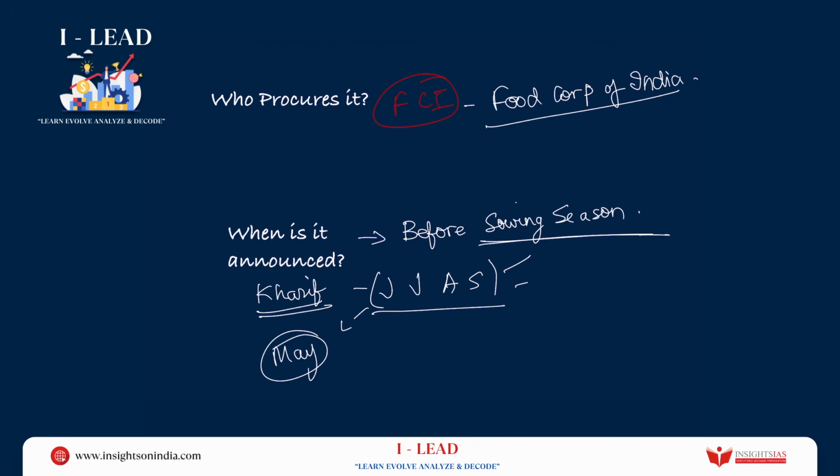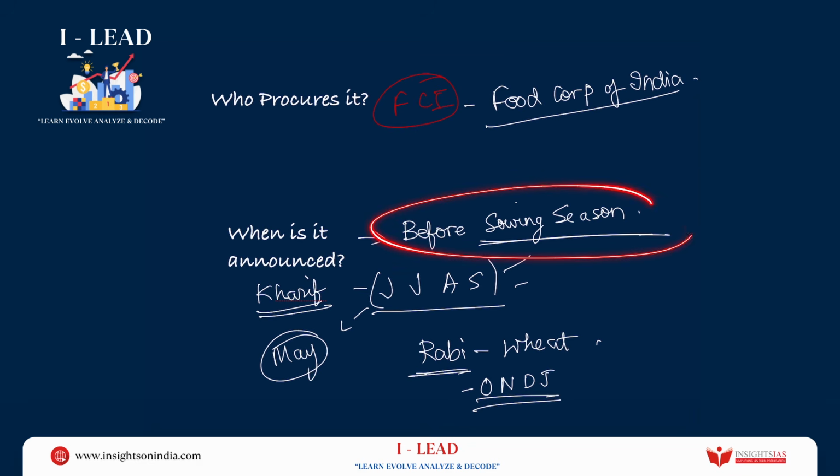Now I think you get the idea of how all of this goes. Now, let me give you another small example. Imagine a Rabi crop, let's say wheat. What do we understand by Rabi crops first of all? These are the crops which are generally grown during winter rains, so it is basically during October, November, December, and January. So when is the MSP announced? It is announced before the sowing season.